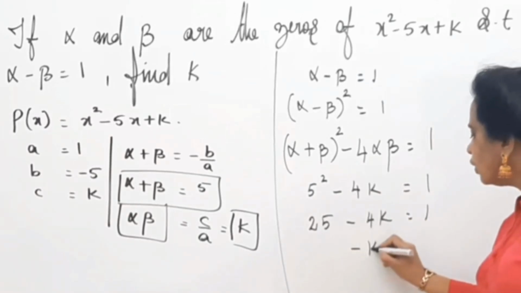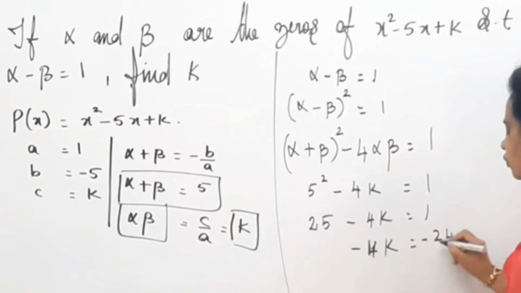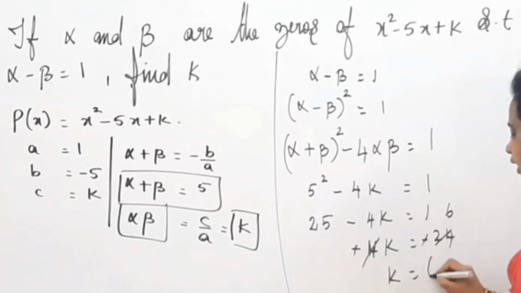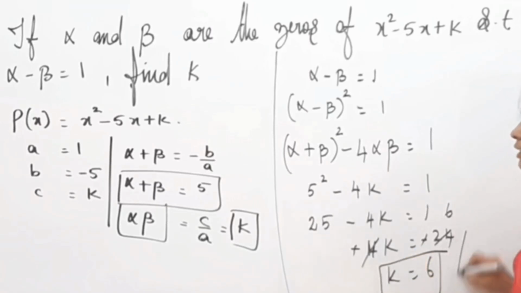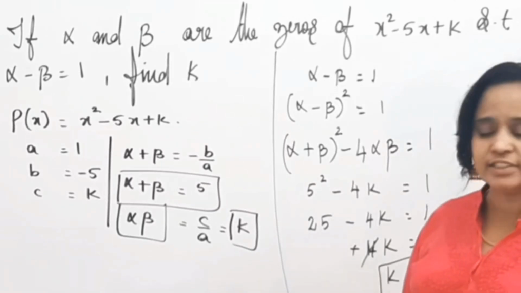So minus 4k is equal to minus 24. So minus minus gets cancelled, 4 and this gets cancelled. So k is equal to just a number 6. I got my value for k. We'll move on to the next question.